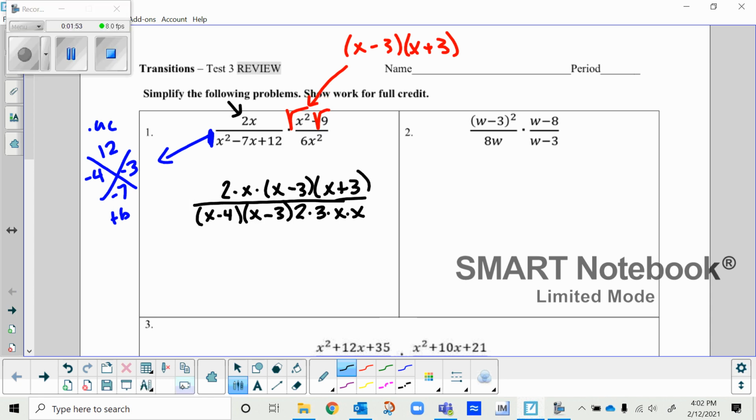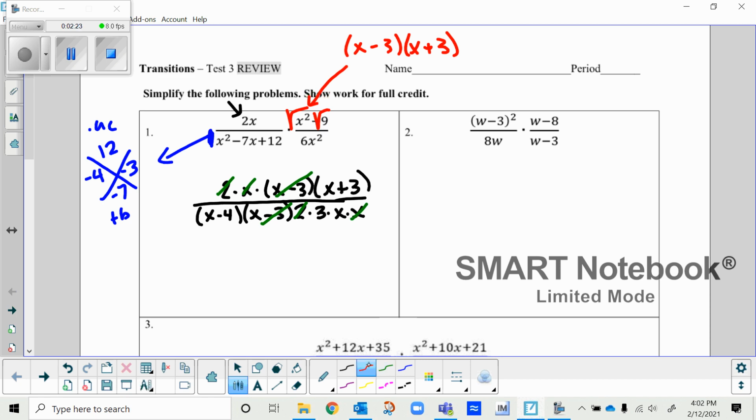And now I cancel anything that occurs on the top and bottom. That's the same. So for example, there's x minus 3, x minus 3. Remember, basically it's just something divided by itself, which gives us 1. But we don't write the 1 because when you multiply it by everything else, it doesn't change anything. So we just say we cancel it. I also see a 2 on top and a 2 on bottom. And I see 1x on top to match with 1x on the bottom there. And that's all I see.